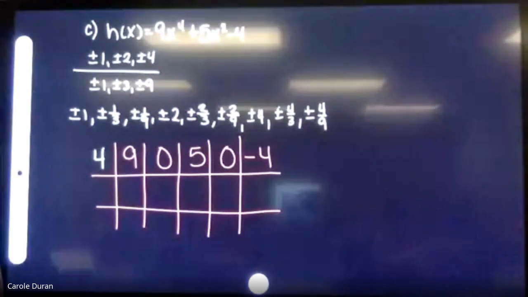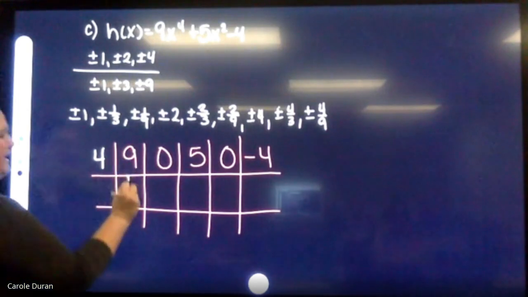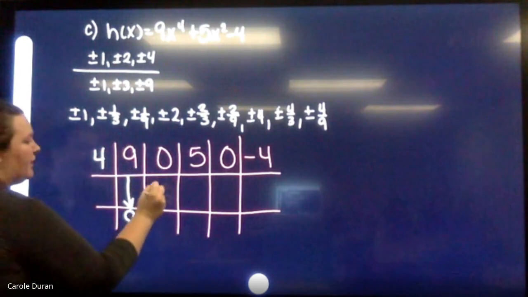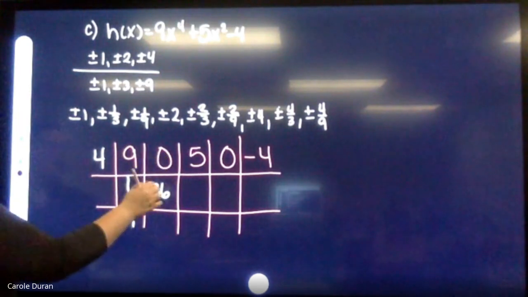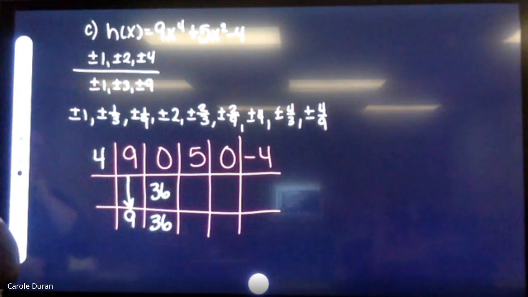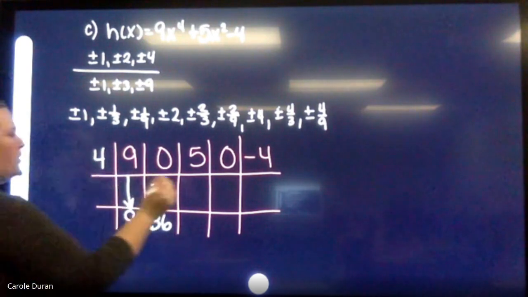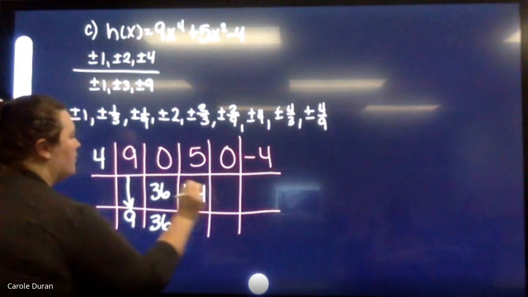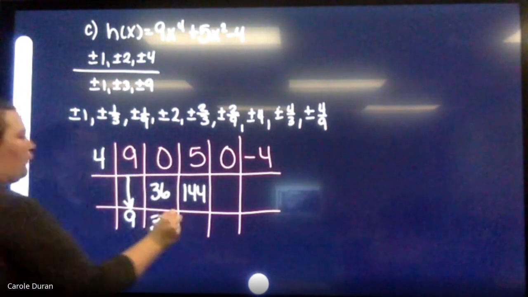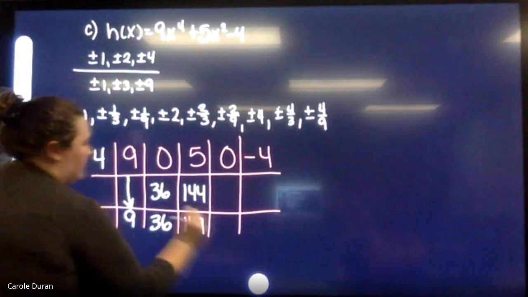So we go ahead and complete our synthetic division. The 9 drops all the way down to my third row. Then I do 9 times 4 to get 36. 0 plus 36 is 36. 36 times 4 is 144. 5 and 144 is 149.